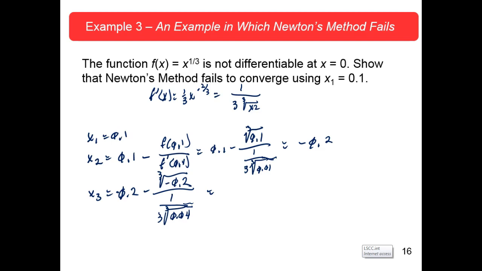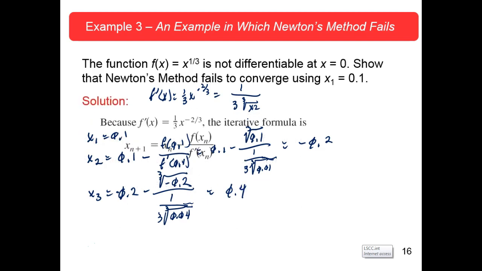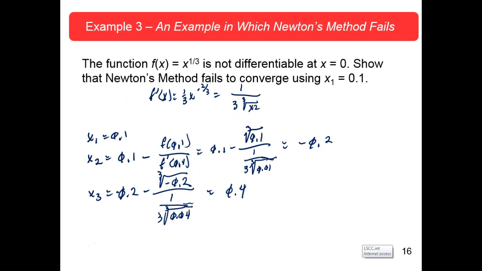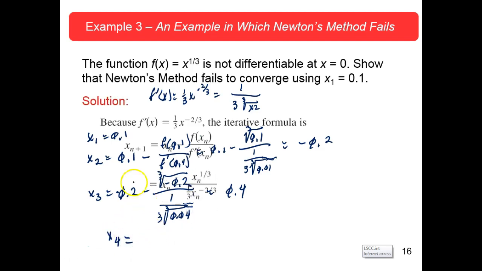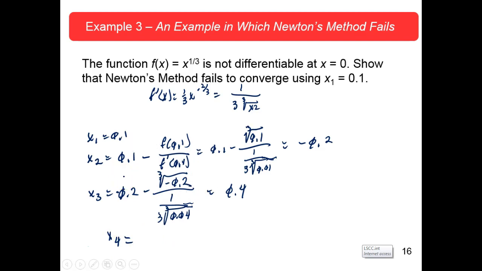Anybody? Still working? Positive 0.4. Another really bad sign. You're getting further from the 0 that you know is there. The next one, x sub 4, without doing it, but seeing the pattern here, that's going to be negative 0.8, getting even further away. X sub 5 would be positive 1.6. You're getting further and further away.